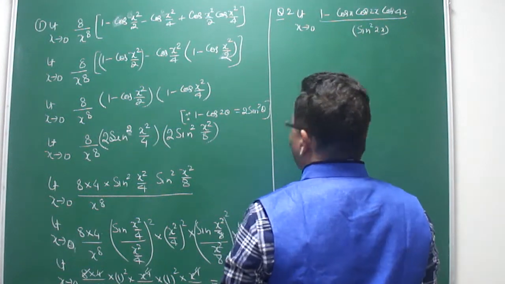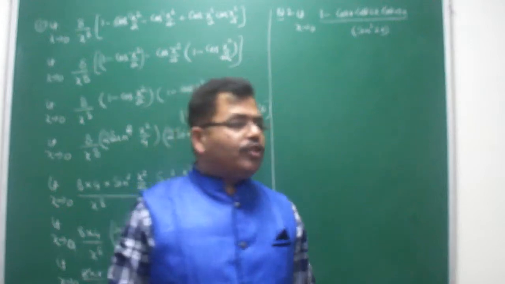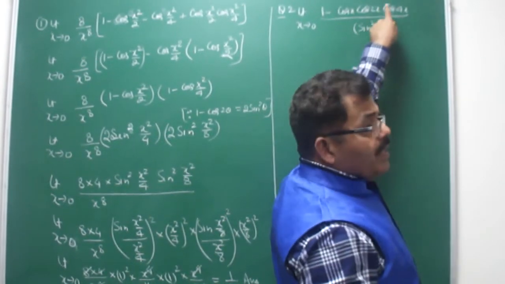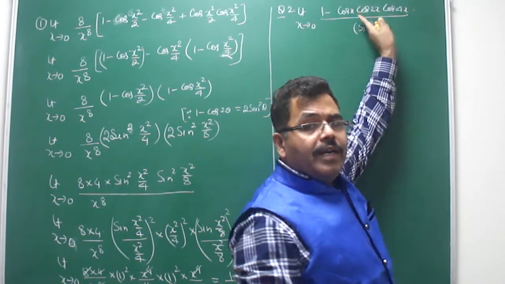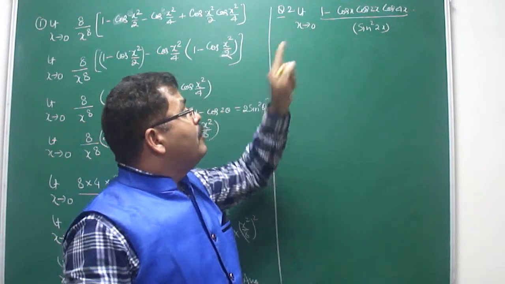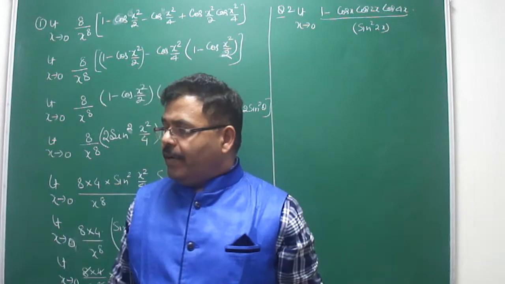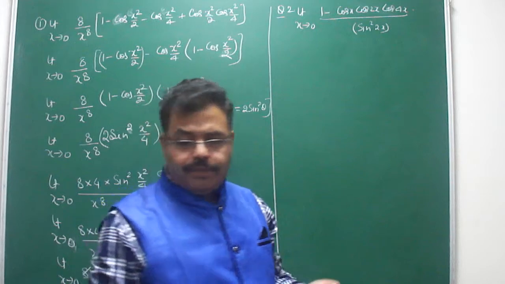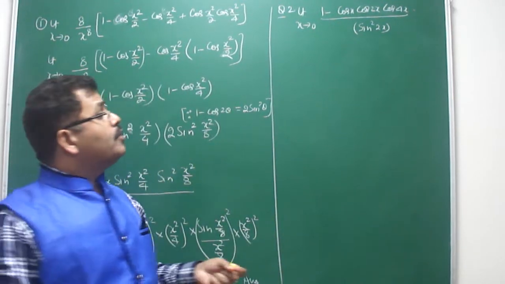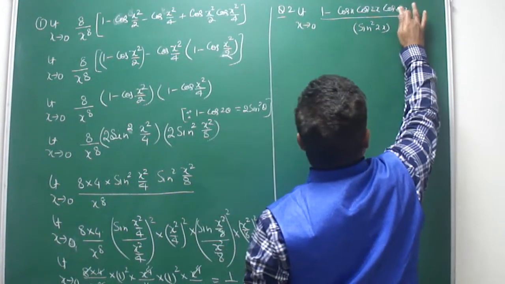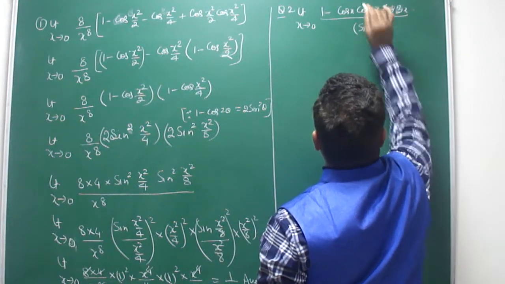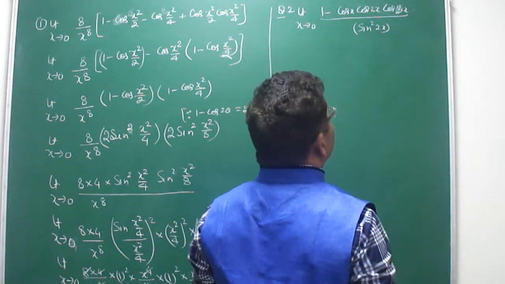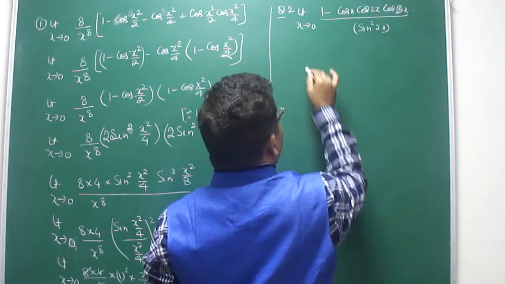This is the question. If I put limit x tends to 0, then what will happen? Cos 0 is 1, cos 0 is 1, cos 0 again 1, 1 into 1 into 1 will be 1, 1 minus 1 is 0, and in the denominator sin square 2x is also 0. So cos x, cos 2x and cos 3x, it would be better to write here cos 3x so that it can be converted. Now to solve this question, let me first rearrange the numerator.